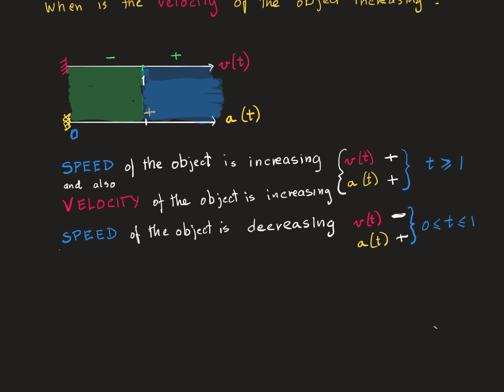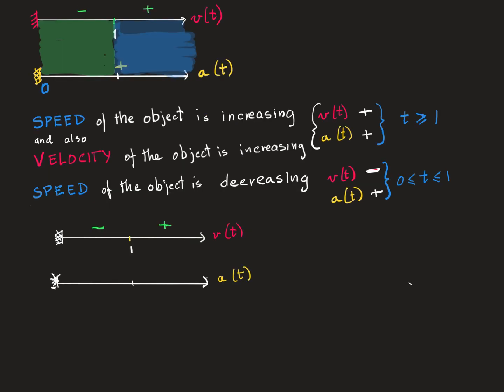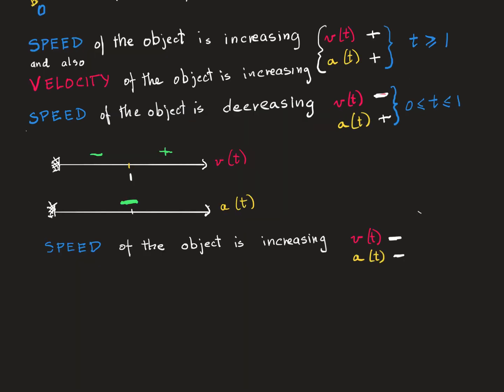Now let's look at another scenario. This time the velocity function is the same, but the acceleration function is negative. Here, the speed of the object is increasing when the velocity function is negative and when the acceleration function is negative. And this will happen when 0 is less than t, which is less than or equal to 1. But the velocity of the object at this point will decrease.